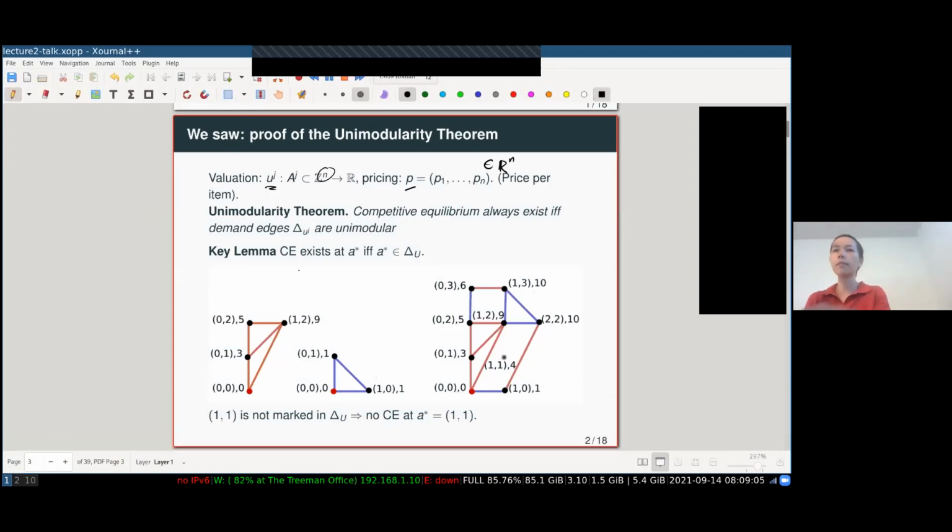So last time we saw that competitive equilibrium exists if and only if the point that I'm interested in, the bundle I want to sell, A star, lies as a marked point of the regular subdivision. So the example we should keep in mind is this picture here, where competitive equilibrium fails at 1, 1. It's very easy to check.